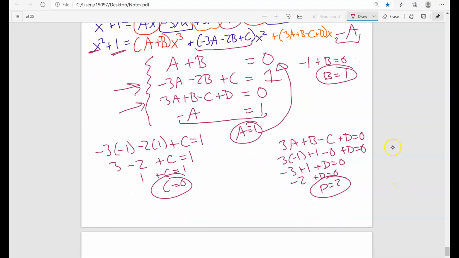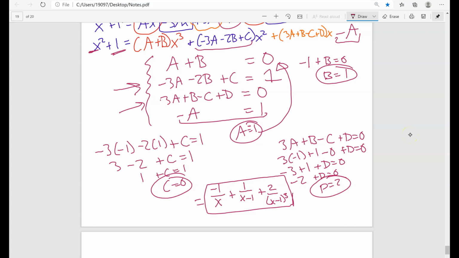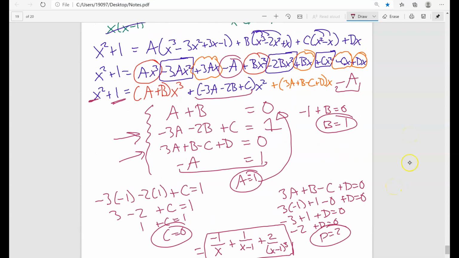So that means that my solution is actually going to be equal to, the first one was a, negative 1 over x, and then the b had the x minus 1. Okay, so that was 1 over x minus 1. And then the c goes away, and then the d had the x minus 1 cubed. So this would be the partial fraction decomposition for that one. Okay. So it takes a while. This one took a little bit of a while, but I want you guys to be able to see the algebra and see what the process is.